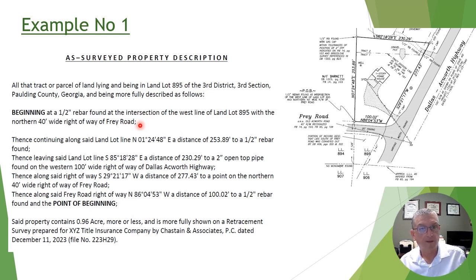From there, we are continuing thence. You always include thence before each call, a call being a bearing and distance, or a course. Thence continuing along said land lot line, north 01°24'48" east, a distance of 253.89 feet to a 1/2 inch rebar found. What is that? That's right over here where we're continuing north. Here's our point of beginning. As we're continuing north along the land lot line, there's the bearing and distance to this 1/2 inch rebar found.